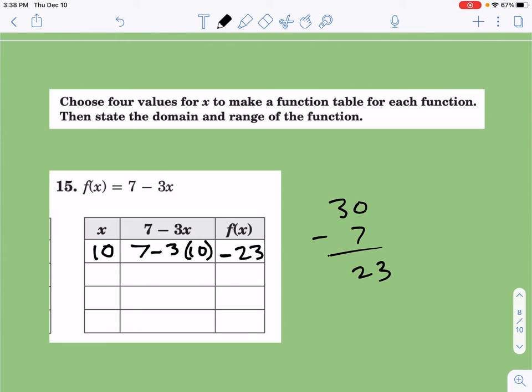All right, so let's try 0. See what happens. 7 minus 3 times 0. All right, well, that's just, this becomes 0, and so it's just 7. That was interesting. All right, well, let's do a negative number.